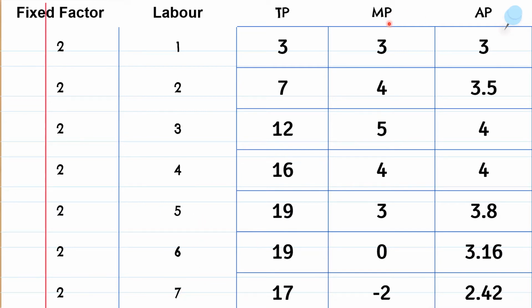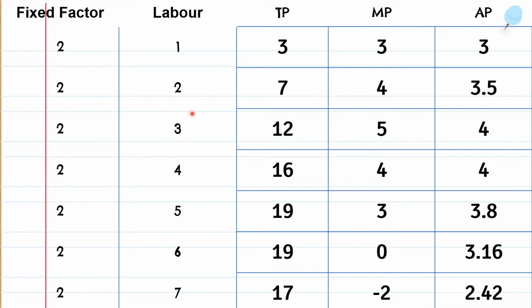We have other columns here, which are marginal product and average product. Marginal product is nothing but the addition to the total product by use of an additional unit of the variable factor. For example, when 1 unit of variable factor is employed, the total product rises to 3 units. So the marginal product or the additional product is 3 units. From 1, when another unskilled laborer is used, the total product rises from 3 to 7. So we see an addition of 4 units. How did we get that? 7 minus 3 is 4.